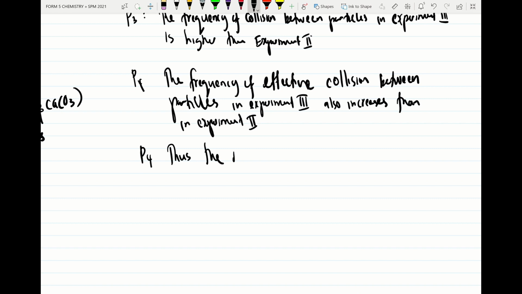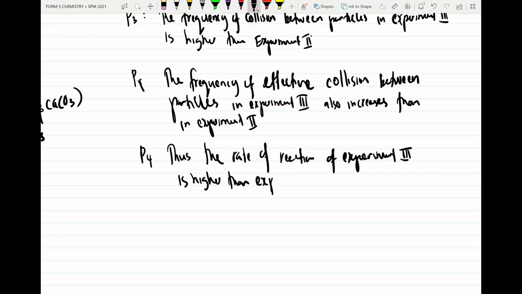Okay, last point. Thus the rate of reaction of experiment 3 is higher than experiment 2. So that's all.